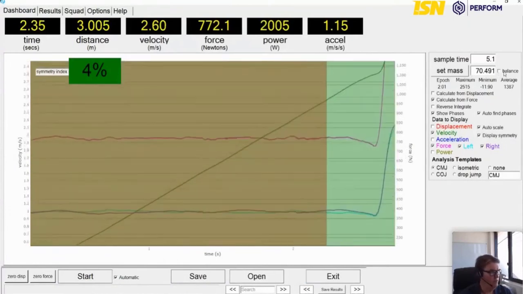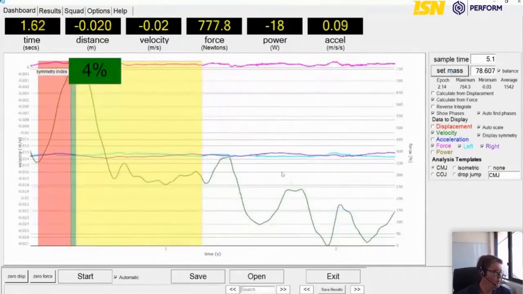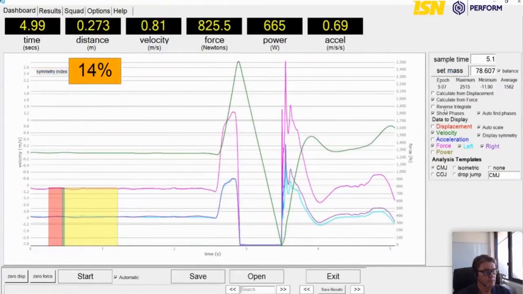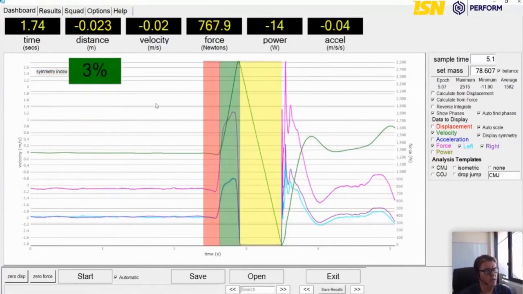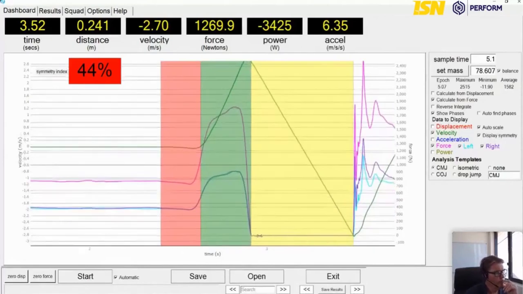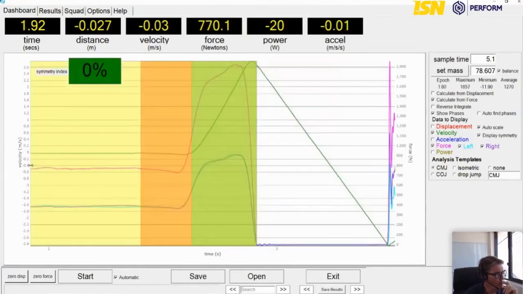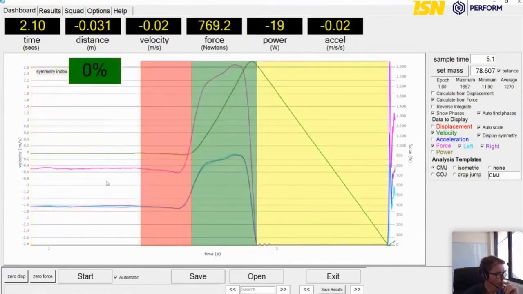So let me just balance this up firstly. So here we have a concentric only jump, and I'll just zoom in on it so it's a bit easier to see. Now, in this particular jump, the athlete starts from a crouch position here. The depth is generally self-selected.